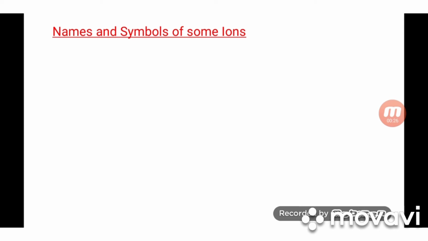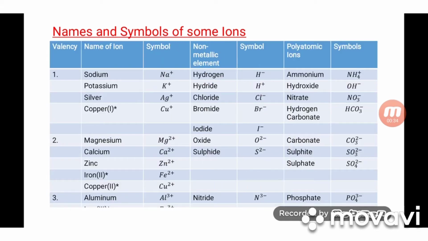In our today's video, let us start off by discussing names and symbols of some ions. Down below is given a table in which we have different columns representing valency, name of ion, symbol, non-metallic element, symbol, polyatomic ions and symbols. So let us start off by discussing this table first.